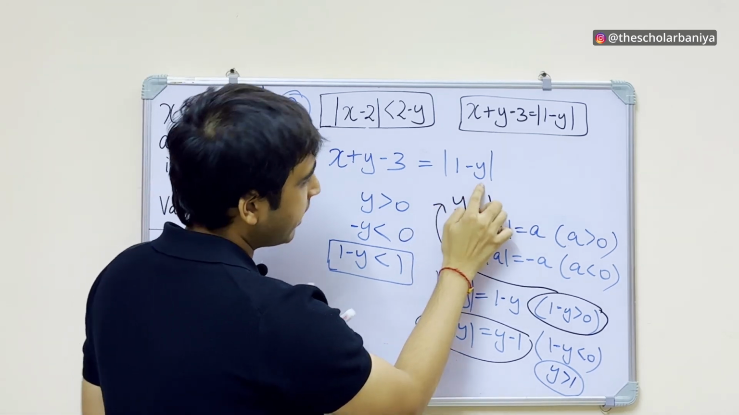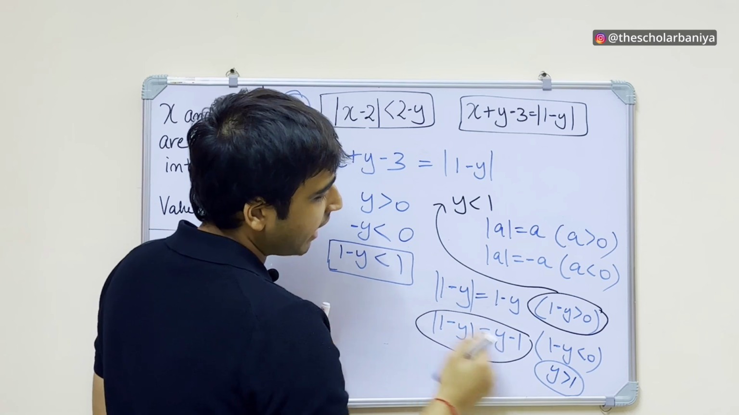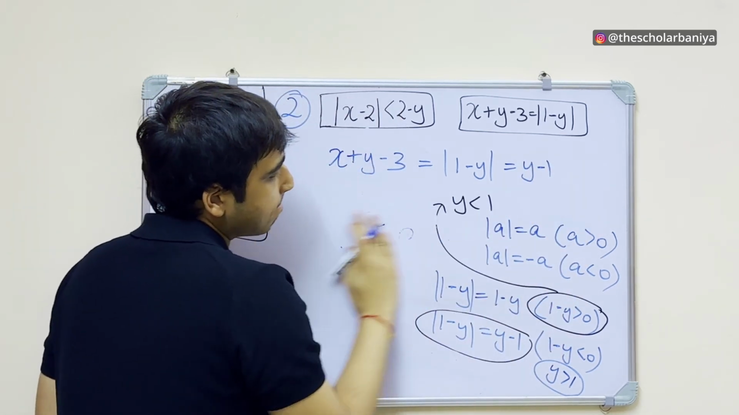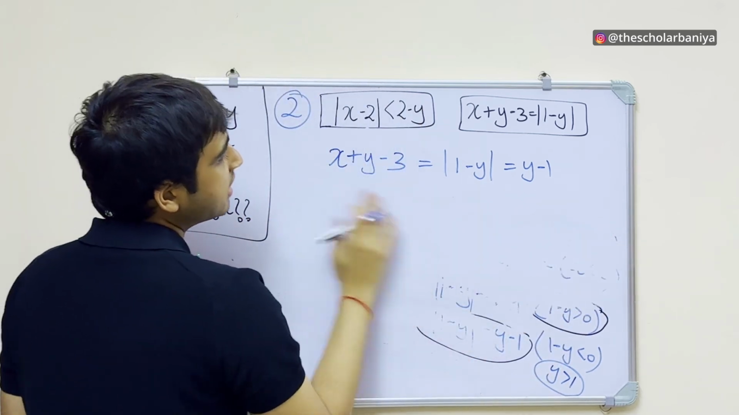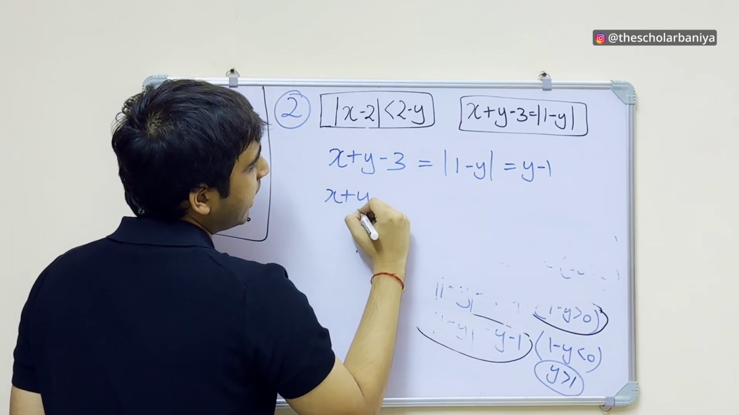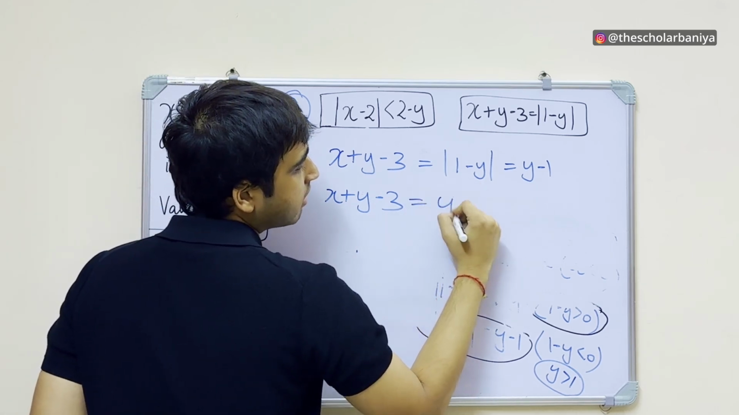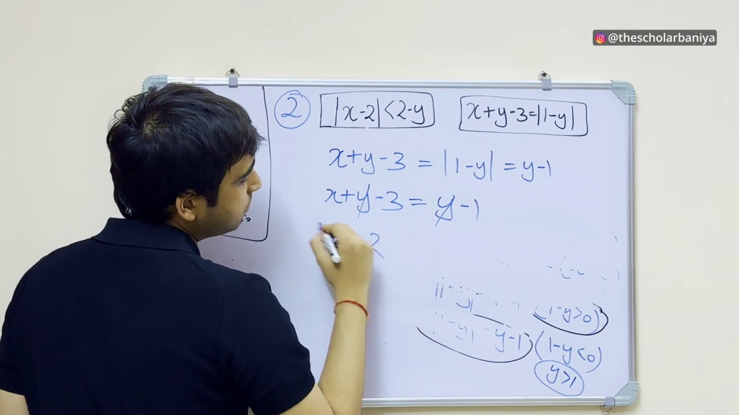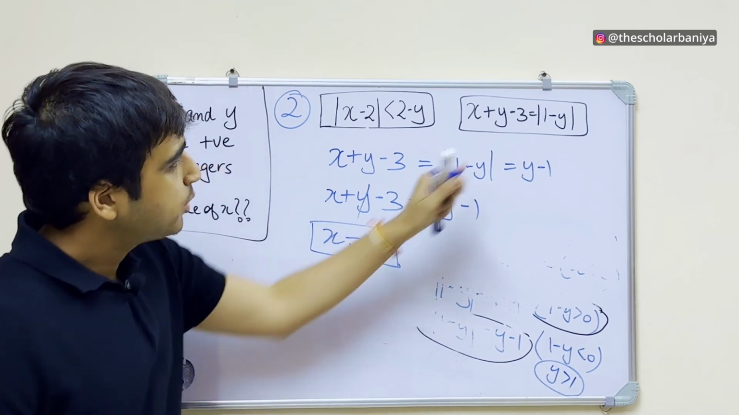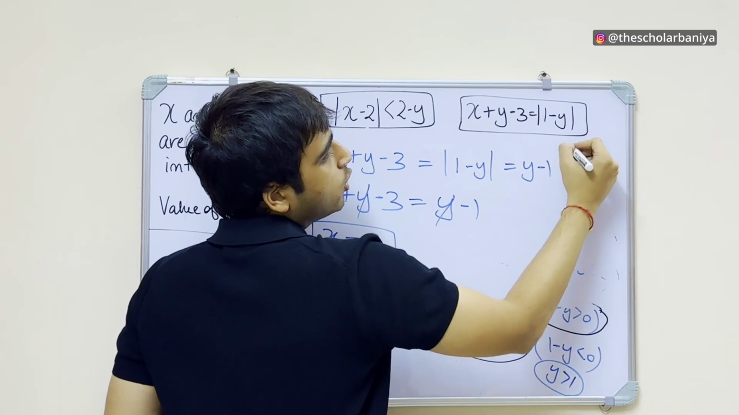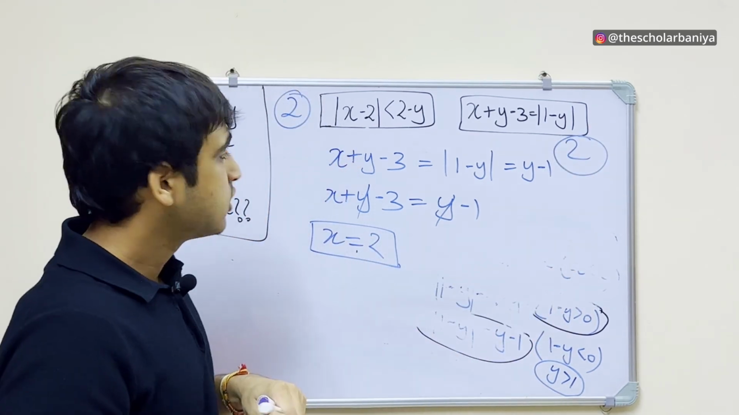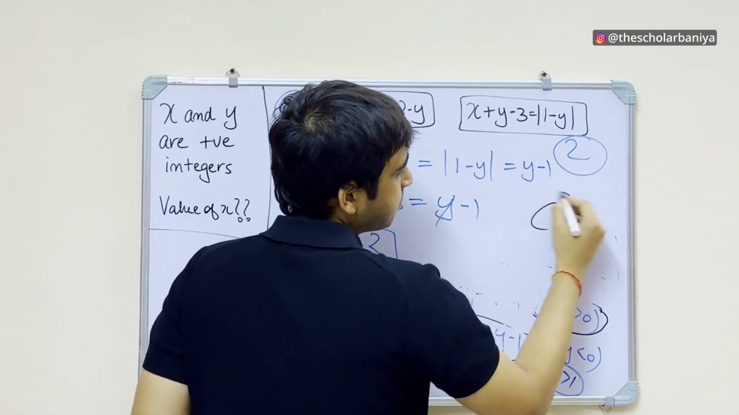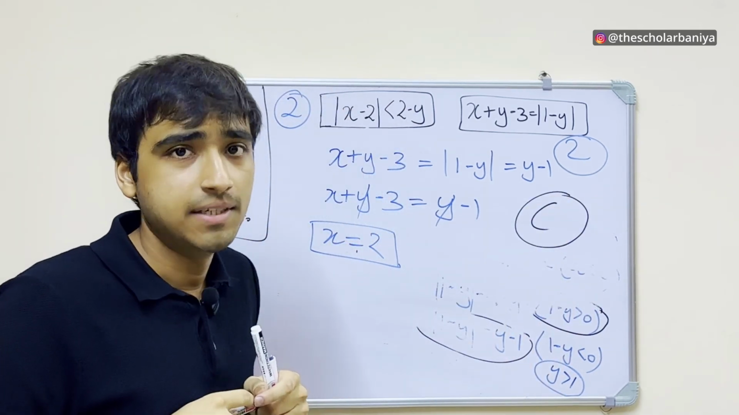So mod of 1 minus y will be y minus 1, right? Okay, now if we solve this, this will be x plus y minus 3 is equal to y minus 1, right? So y and y get cancelled, so x comes out to be 2. So even in this case, the answer of x is 2. For the earlier case the answer was 2, for this case the answer is 2. So the final answer is C. I hope this should be clear.